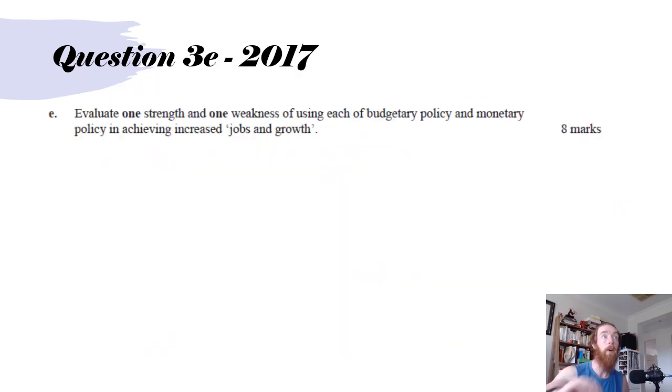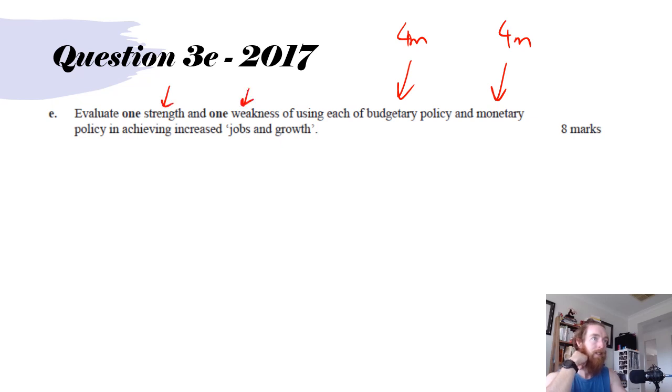Now we look at one more from 2017. So evaluate one strength and one weakness of using each budgetary and monetary policy at achieving increased jobs and growth. So there's a lot to break down there. So obviously there's going to be 4 marks on budgetary and 4 marks on monetary. You've got to do one strength and one weakness, and you've got to link it to unemployment and economic growth. So there's a lot in there.